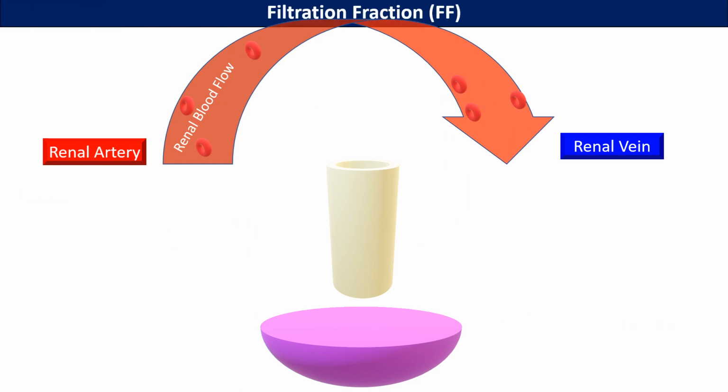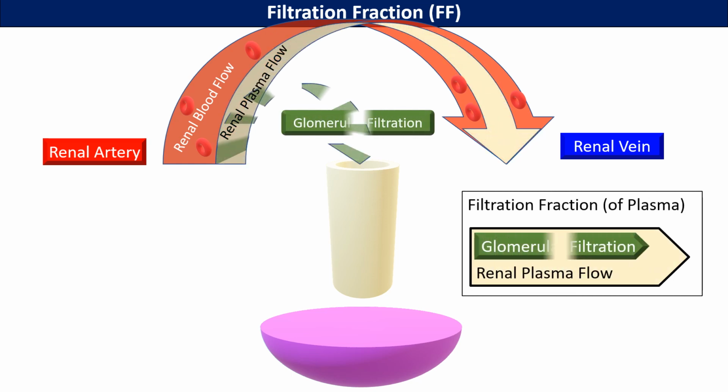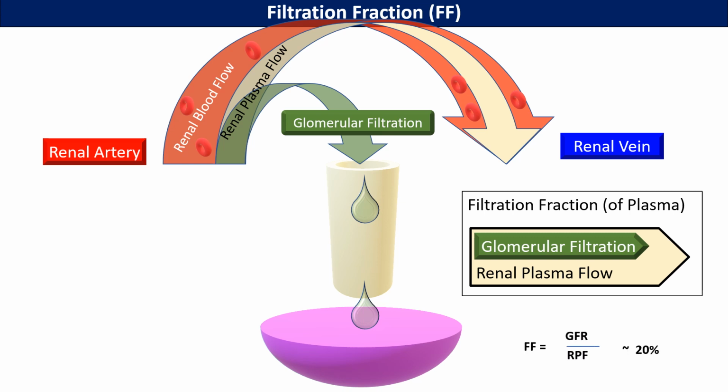We have another index called filtration fraction. It is basically the proportion of renal plasma flow that gets filtered by the glomeruli. Filtration fraction is therefore just GFR over renal plasma flow. In normal kidneys, filtration fraction is approximately 20%.